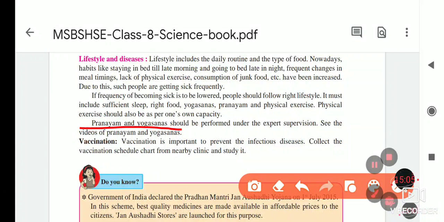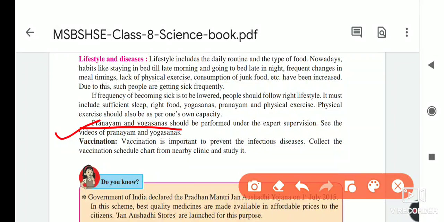And because of it, PM Modi sir has started the Yoga Day in our India. Not only in India, all over the world, people are doing pranayams and yogasanas for proper health. It increases the mental and the physical strength also.